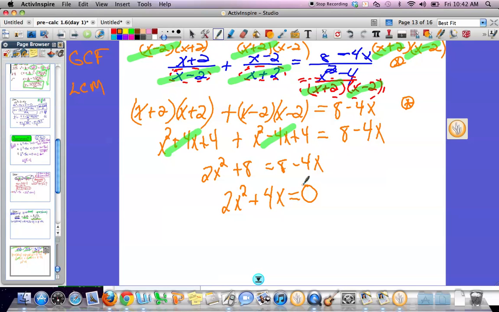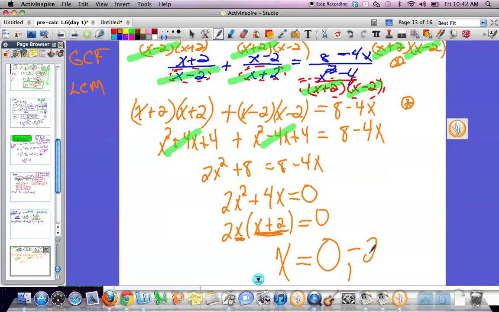I'm going to factor that. So I'm going to take out 2x. And I'm going to get x plus 2. So this tells me my solutions are 0. This one right here tells me 0. This factor right here tells me negative 2.